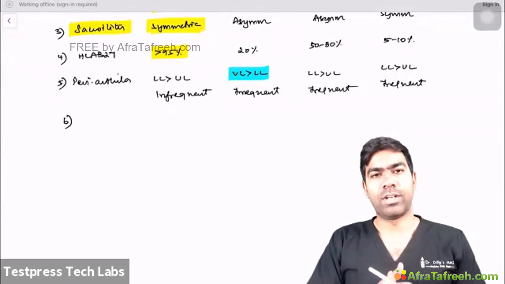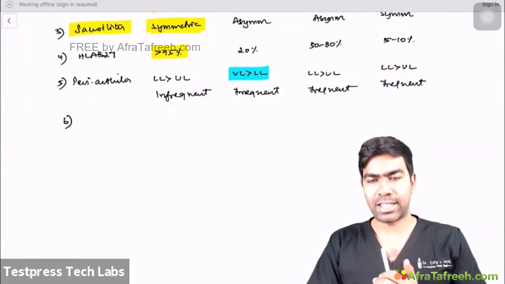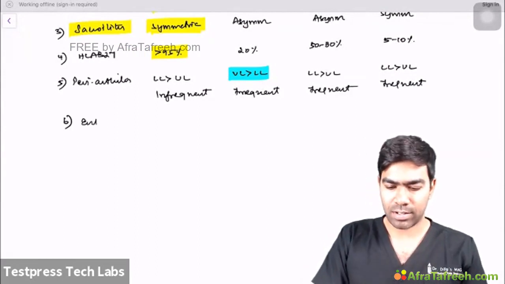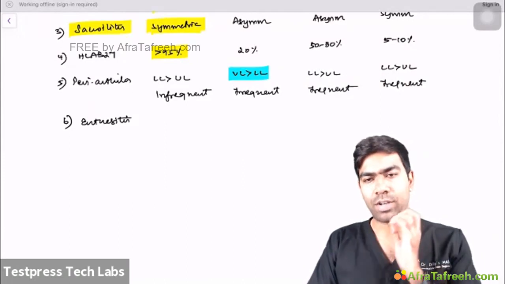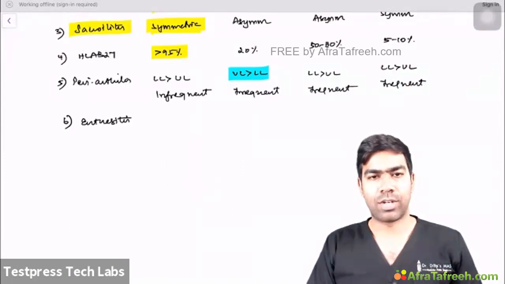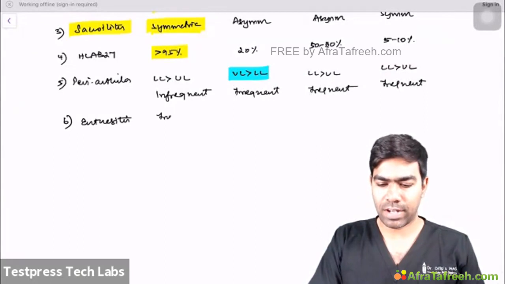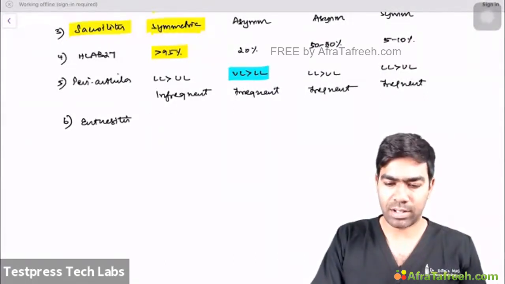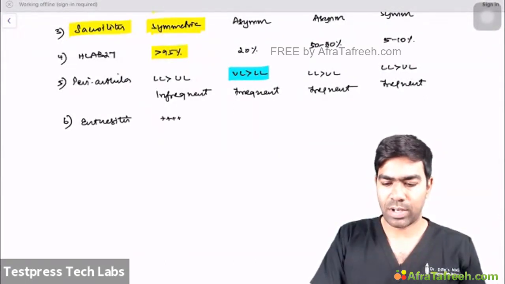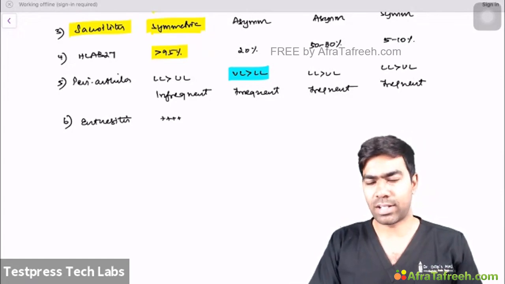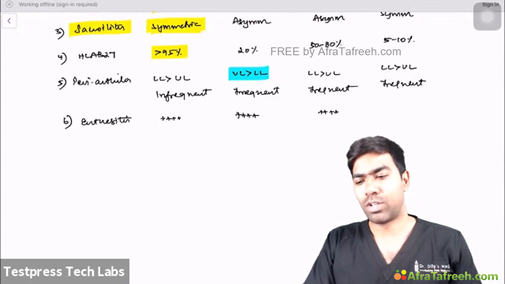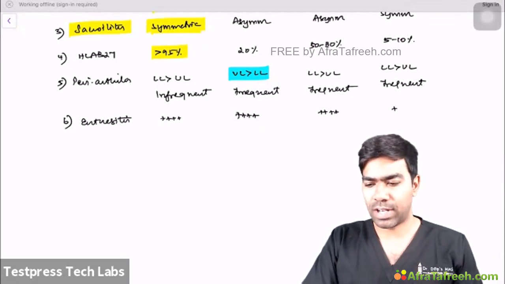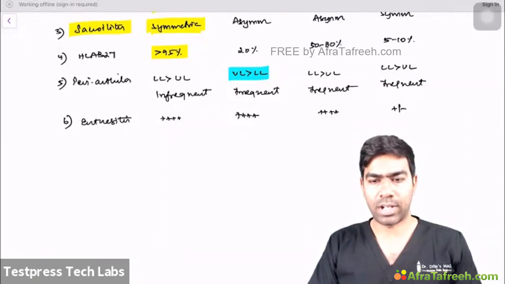Then sixth, we are going to talk about the enthesitis, whether it is there or not there, and how common it is. Enthesitis is very frequent, so I can put a plus. Enthesitis is very frequent in the setting of ankylosing spondylitis. Enthesitis is frequent in the setting of psoriatic arthritis. Frequent in the setting of reactive arthritis, but very rare in the setting of enteropathic arthritis.